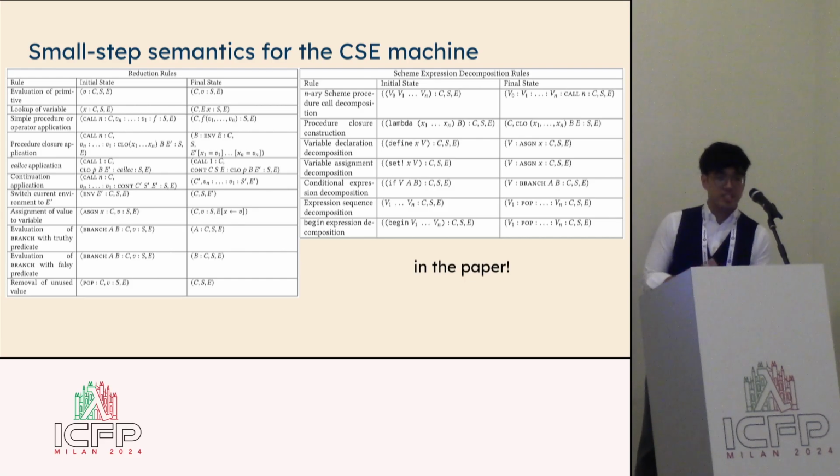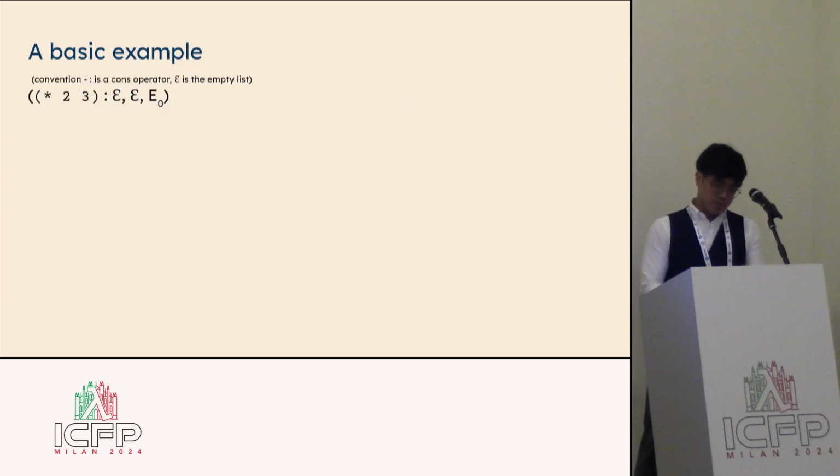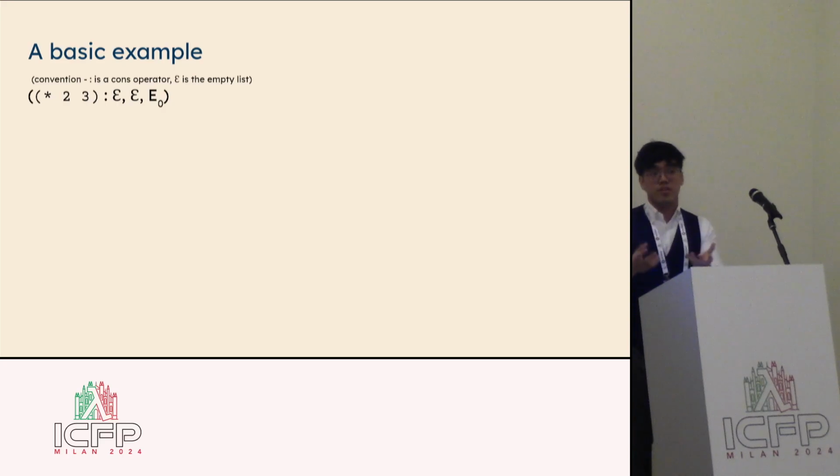General sense of the CSC machine through some simple examples. So on that note, let's start with our first example. So in this first example, we are just going to evaluate the value of the result of multiplying 2 by 3.